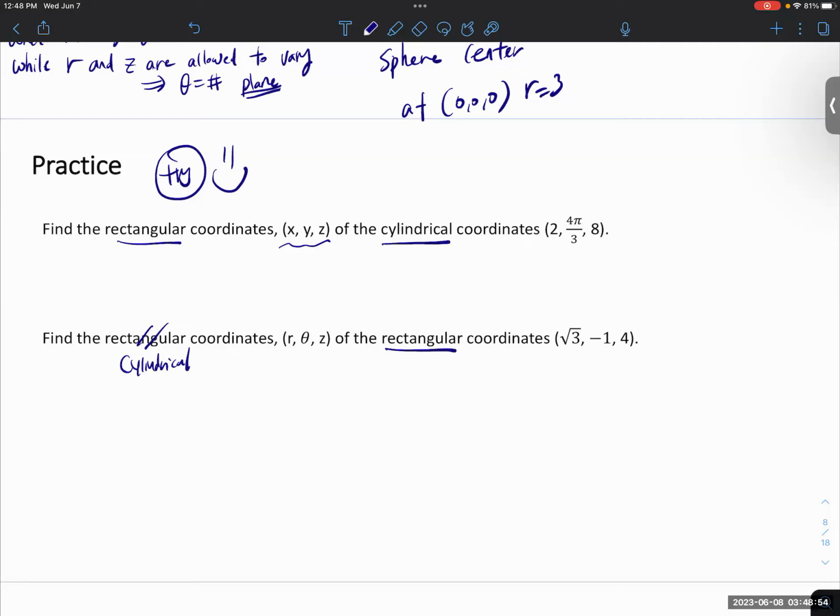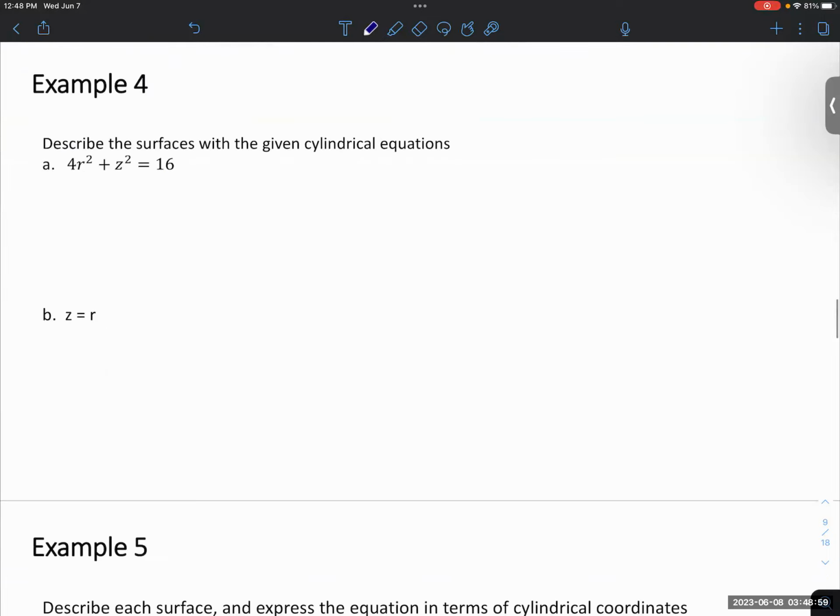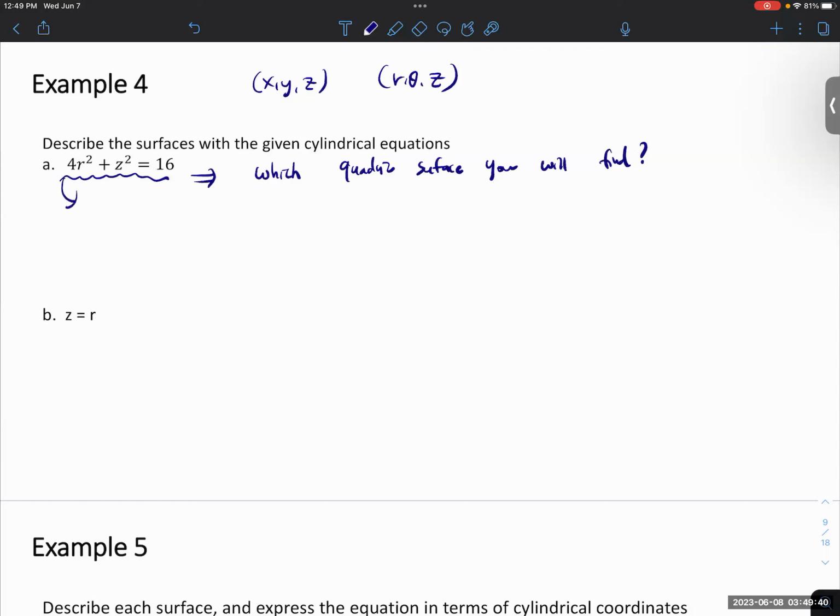I'm going to do more examples in terms of this concept. So let's do number 4. Here I have 4r squared plus z squared equals 16. This is mixed between cylindrical and Cartesian, because we see r from the cylindrical and z from the Cartesian. Or it could be just a cylindrical equation, but I want to know the shape. I want to know which quadratic surface you will find. That's what I'm looking for. This is a cylindrical equation because it has r, theta, z. So it's hard to find out what the shape looks like.